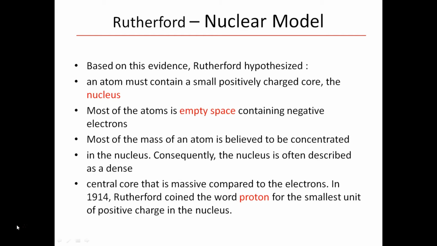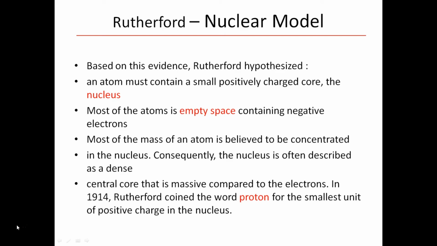So the first thing he said was that the positive material was not spread out, but had to be condensed in a tiny center of the atom, which he called the core or the nucleus. Because most of the alpha particles went straight through, he said the atom must contain lots of empty space.